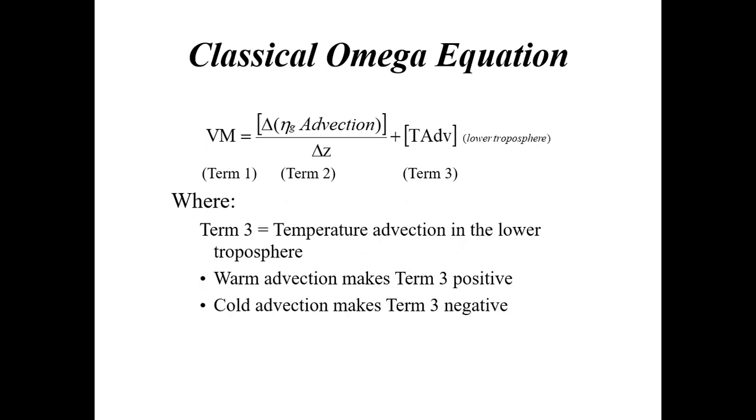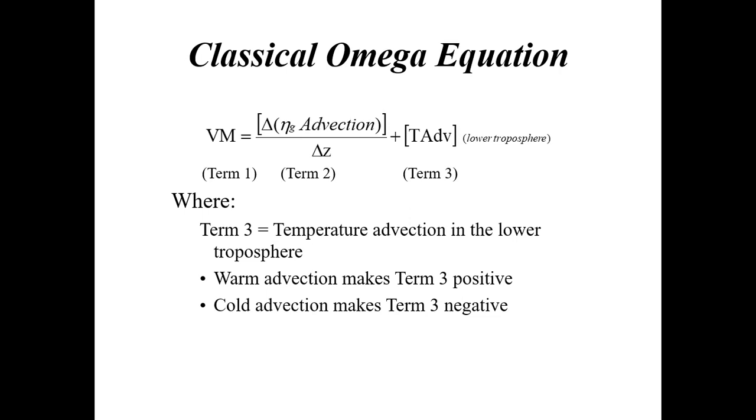And then finally, term 3 of the classical omega equation. You see that capital T and then the capital AdV? That represents temperature advection. We're just abbreviating it. So term 3 is temperature advection in the lower troposphere.